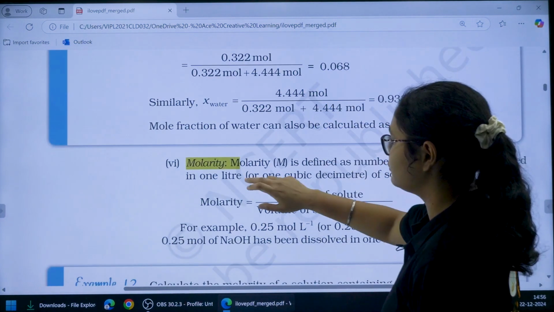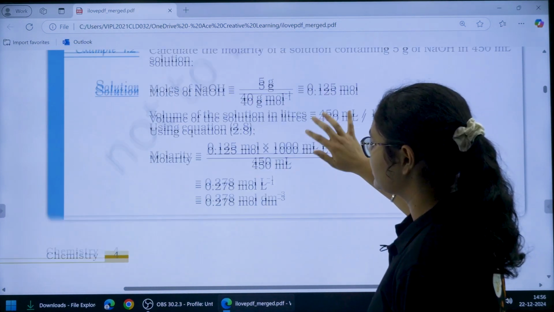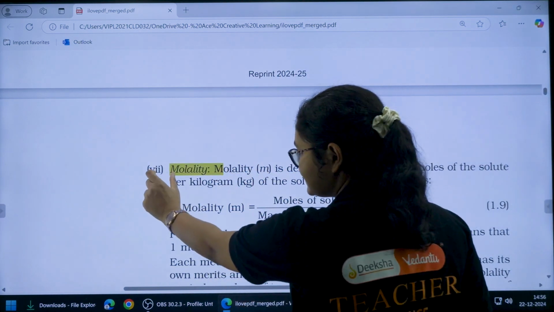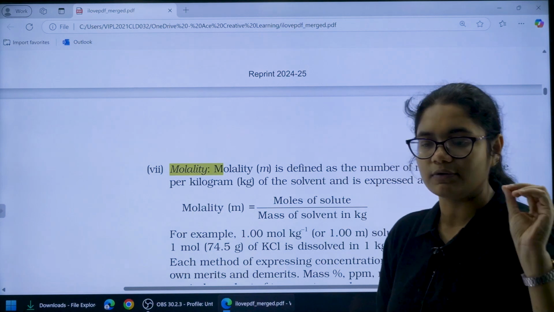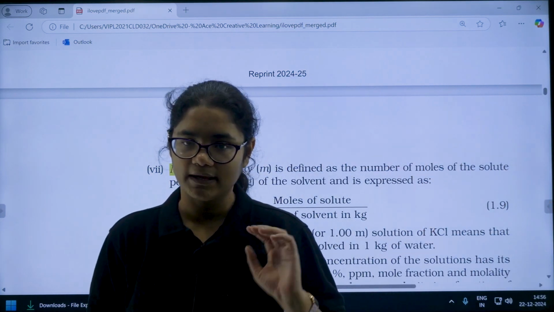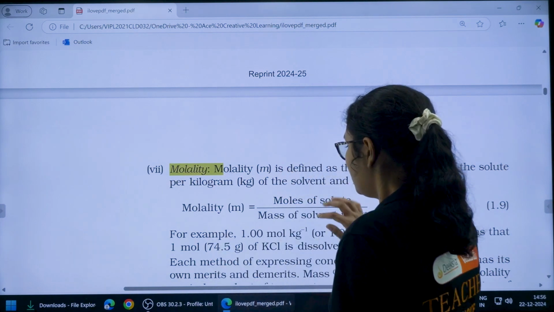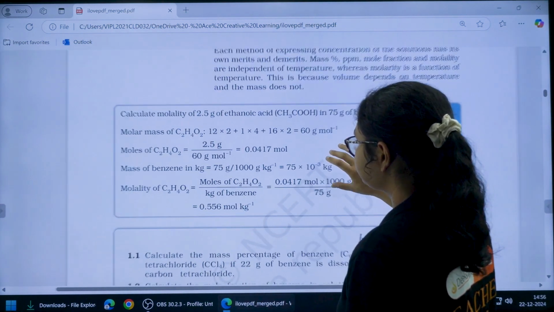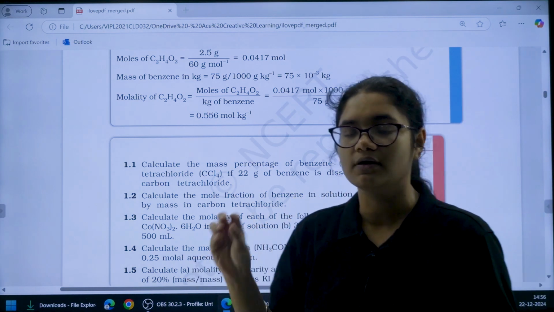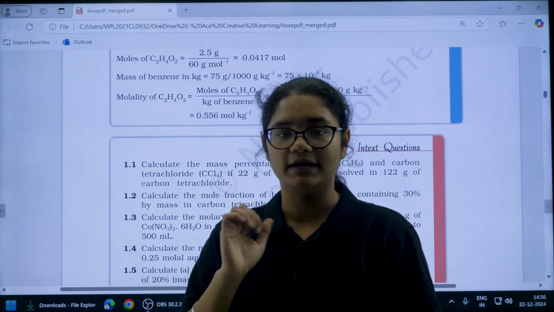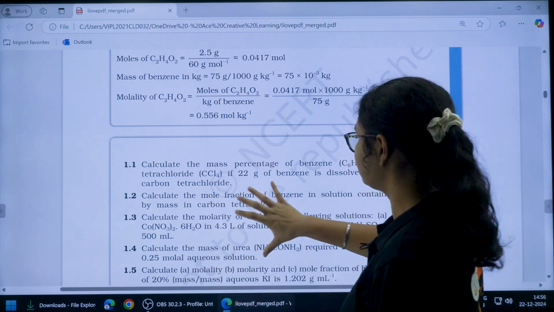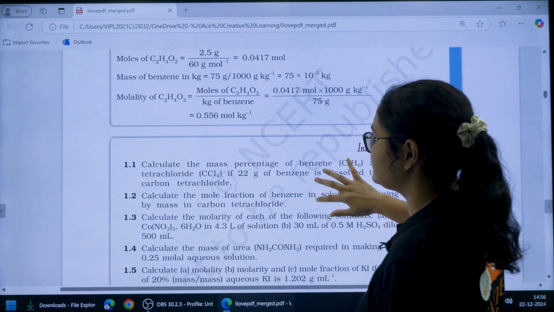You need to know the molarity formula, and going forward the molality formula. So there are 7 concentration terms, and you have to know the formula of all 7. Highlight this part in your book. These examples you also need to solve. For the Solutions chapter, make sure that you solve all the in-text questions and the solved examples. This is the first set of in-text questions, so you need to solve this.